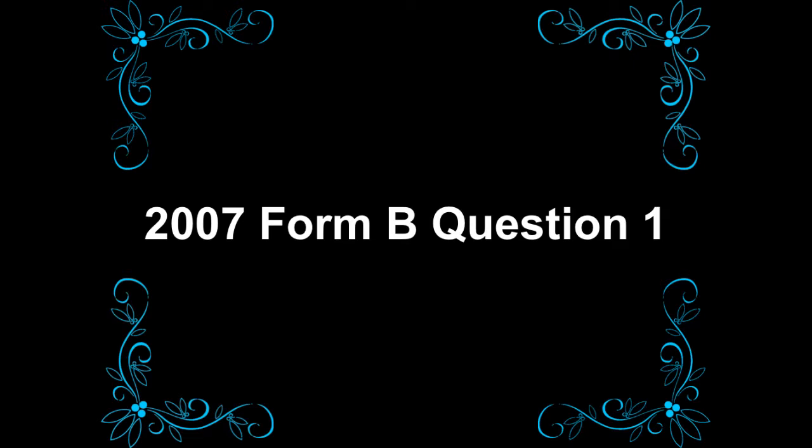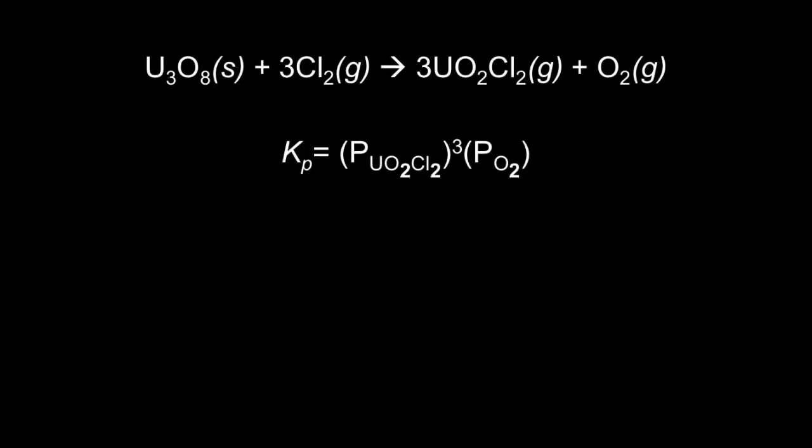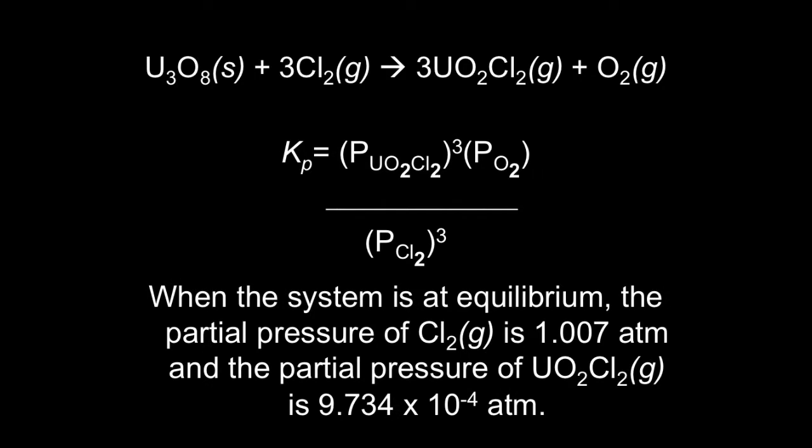2007 Form B, Question 1. A sample of solid U3O8 is placed in a rigid 1.5 liter flask. Chlorine gas is added and the flask is heated to 862 Celsius. The equation for the reaction that takes place and the equilibrium constant expression for the reaction are given below. When the system is at equilibrium, the partial pressure of Cl2 gas is 1.007 atmosphere, and the partial pressure of UO2Cl2 is 9.734 times 10 to the negative 4 atmosphere.